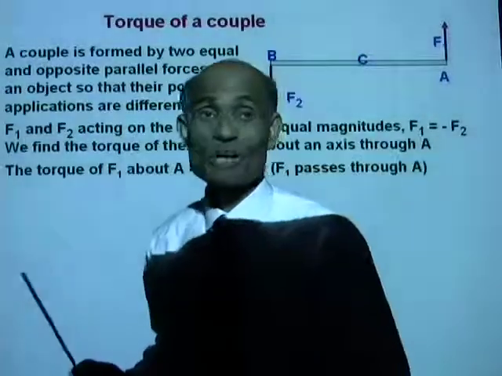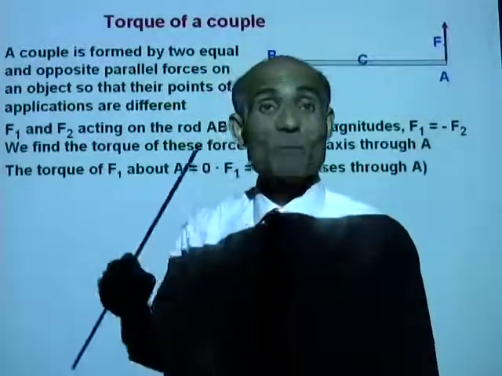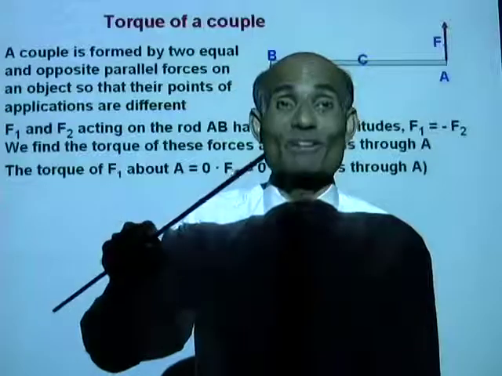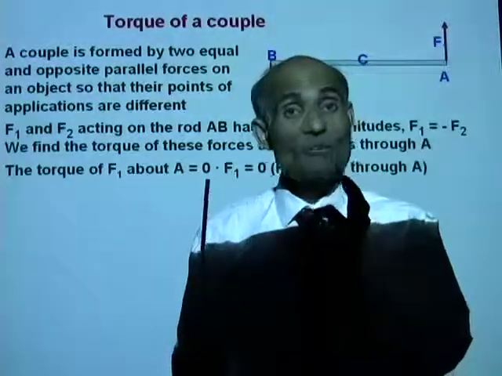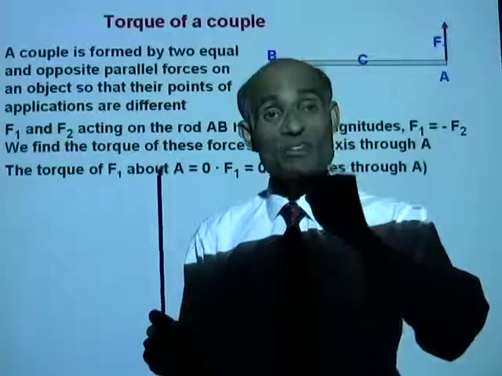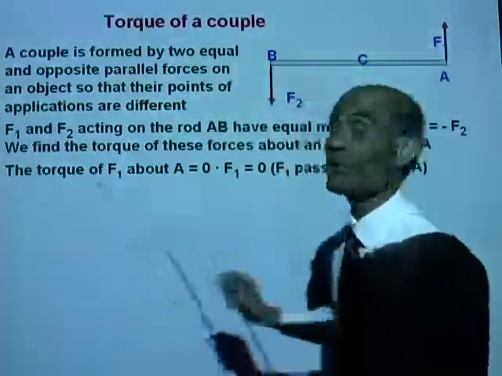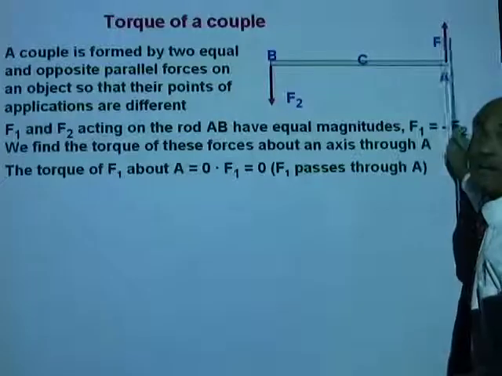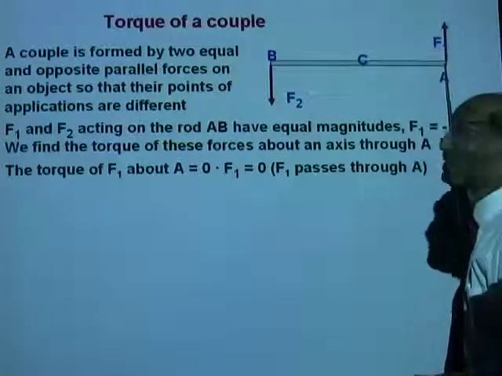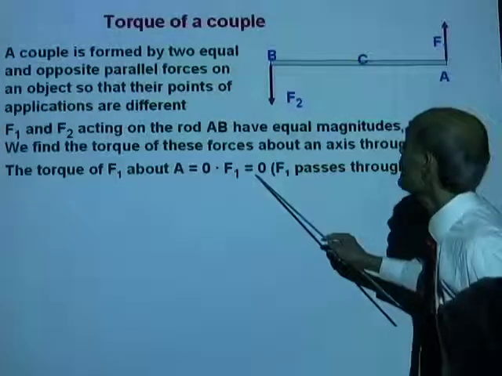Now, a very important concept. If a force passes through a point, the torque of that force about an axis that passes through the same point will be 0. The torque of F1 about an axis passing through A equals 0.